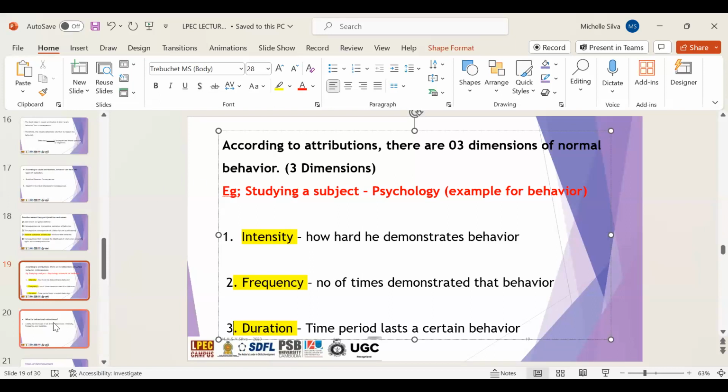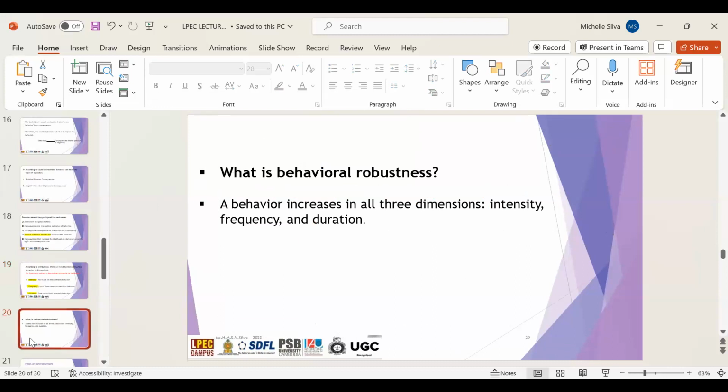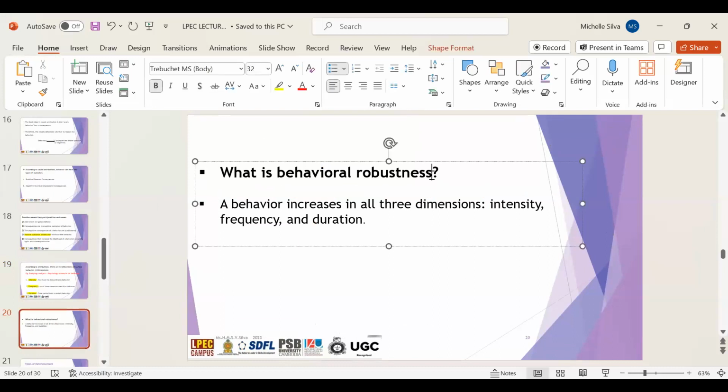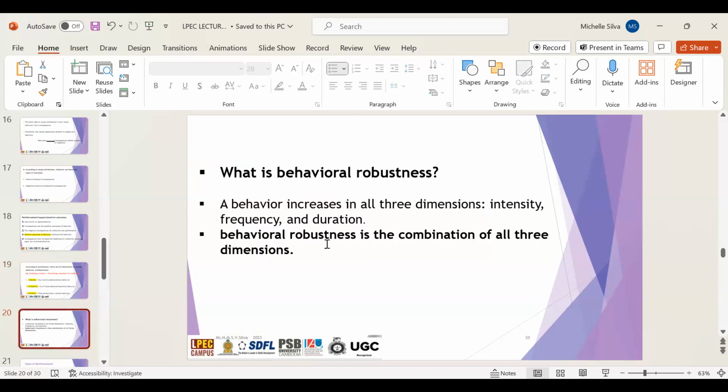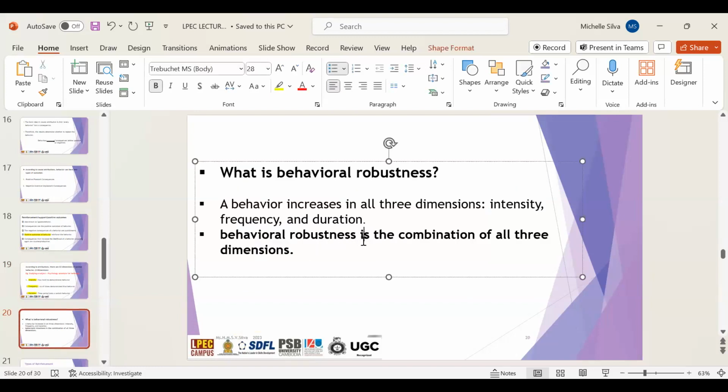So basically, let's say now what behavioral robustness is. Simply, behavioral robustness is the combination of all 3 dimensions. All 3 dimensions, okay? Therefore behavioral robustness is the combination of all 3 dimensions.